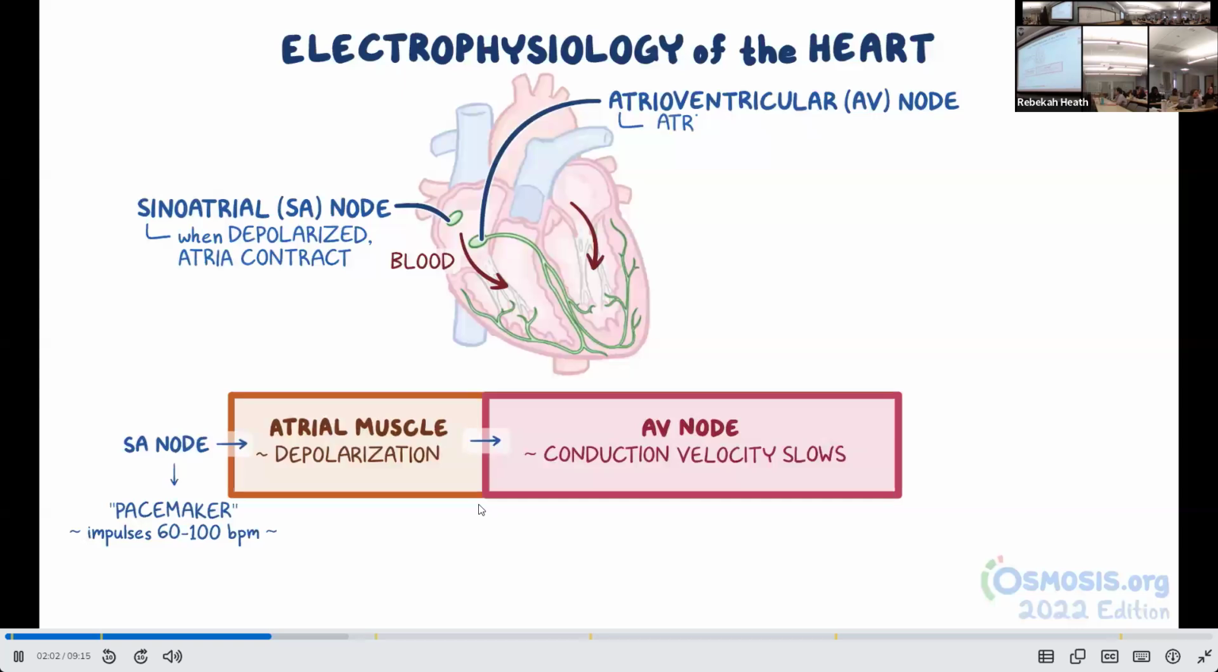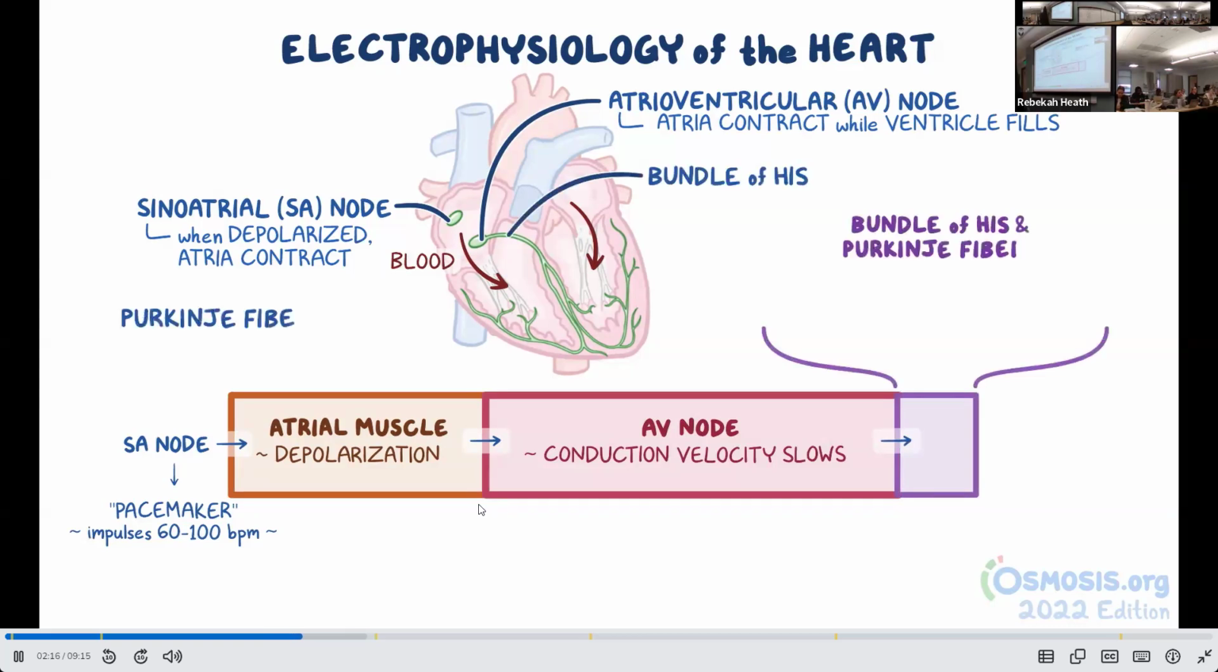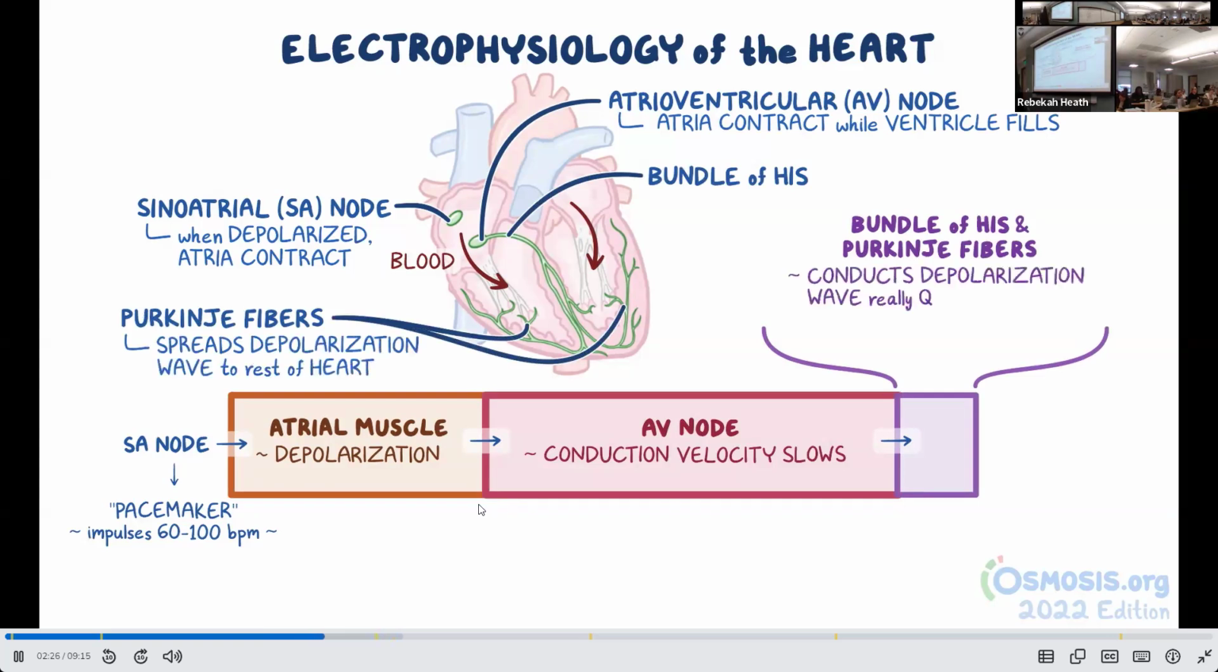This allows time for the atria to contract while the ventricle fills. From the AV node, the depolarization wave travels through the conducting system of the ventricle. First, it goes into the bundle of His, and then into the left and right bundle branches and into the Purkinje fibers. The Purkinje fibers are the final bit of conductive tissue that spreads the depolarization wave to the rest of the heart. The His Purkinje system conducts the depolarization wave really quickly, and this is important because it makes the heart contract in a coordinated way.